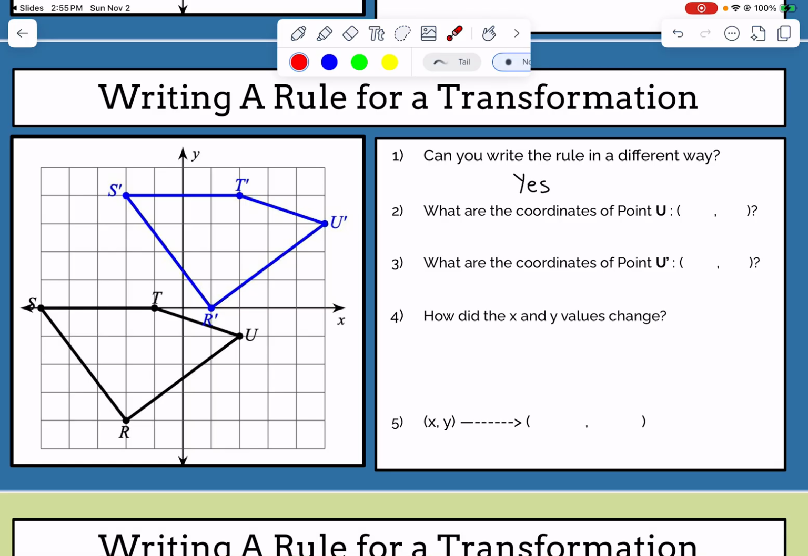What are the coordinates of point U? So they picked 1 point. My U is at 2, -1. My U prime is at 5, 3. So it says, how did the X and Y values change? So to go from 2 to 5, if someone told you, I want you to start with 2 and then end with 5, that means you're going to start with X and you're going to add 3 to it. All right, so 2 plus 3 is 5.